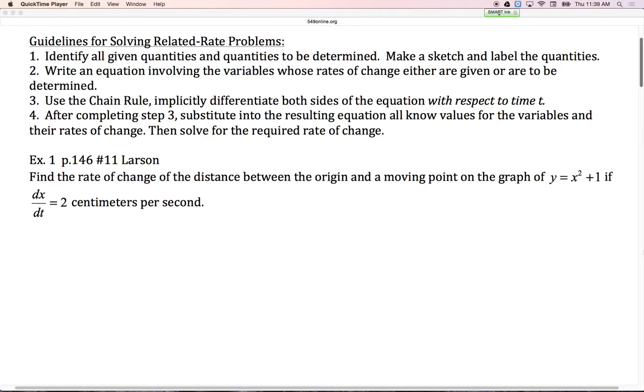Guidelines for solving related rate problems. So we kind of set the narrative yesterday for today. I just want to say that because Ms. Weezer Matthews always said we got to set the narrative.